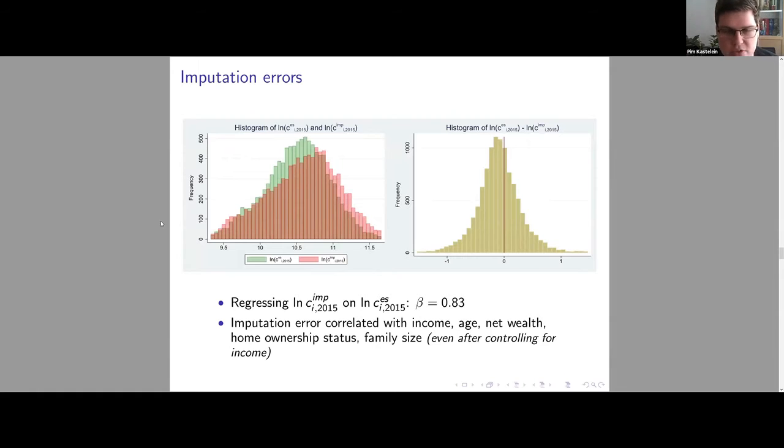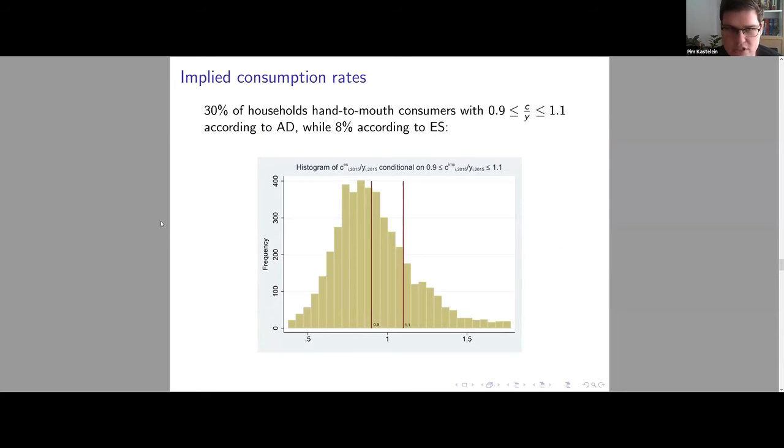Now, if we look at the imputation error, so simply taking the difference between what we impute and what we observe in the expenditure survey, we see a very persistent difference. So if we regress one on the other, we see a pretty linear fit. But if we plot the histogram, we see that the expenditure survey is very much to the left of the imputation. And so these imputation errors are correlated with characteristics that resemble a more complicated balance sheet of households. So this is to be expected. This is where return correction will be less precise, but you see very much that consumption rates are very different. So if we plot here, for instance, we see that the implied consumption rates, so consumption as a ratio of disposable income, according to the administrative data, 30% of households consume between 90 to 110% of their income every year, while this is only 8% according to the expenditure survey.